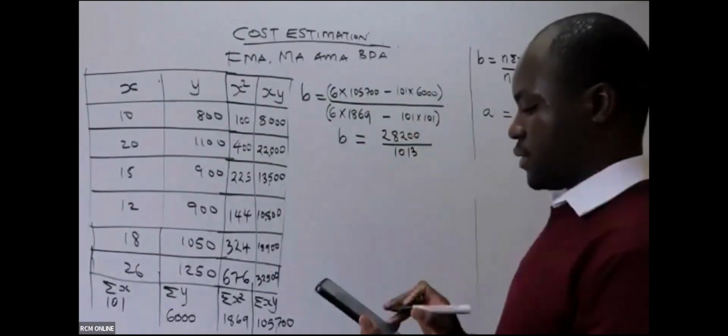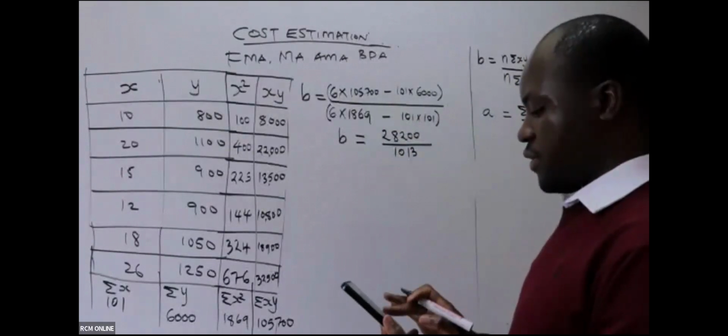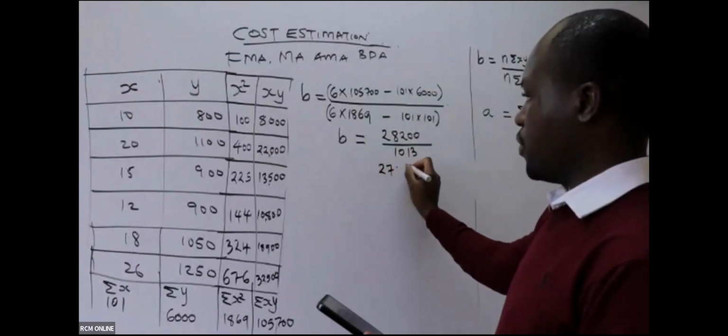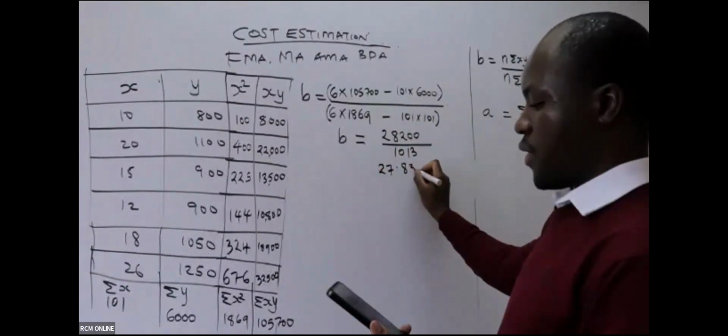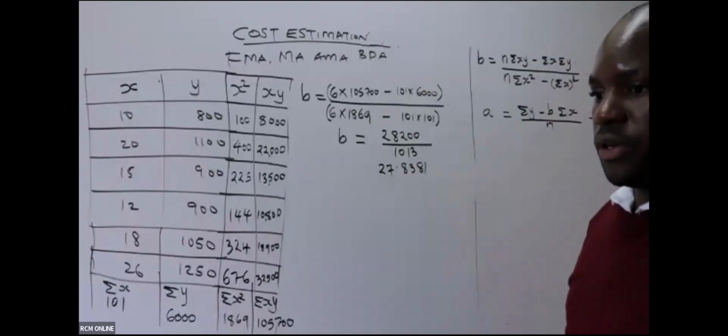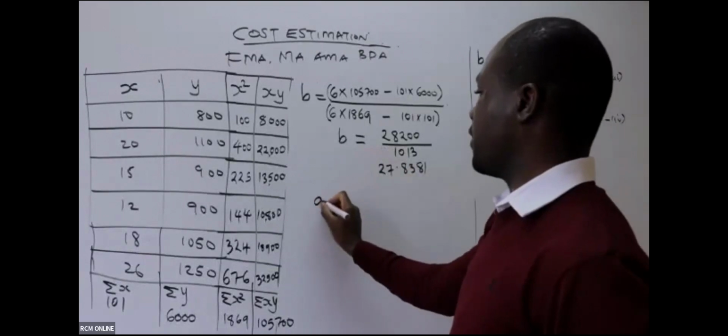So that will be 28,200 divided by 1,013. So I'm getting 27.8381. Are you getting the same thing? 27.8381. Good. That's the value of B. So let's come and get the value of A.